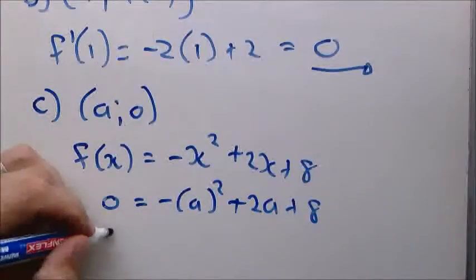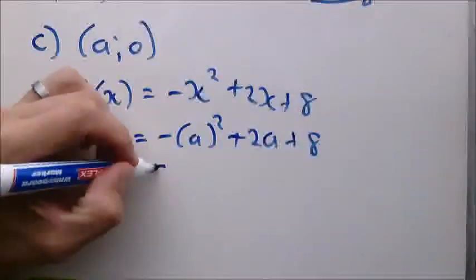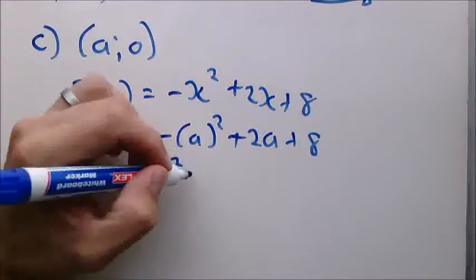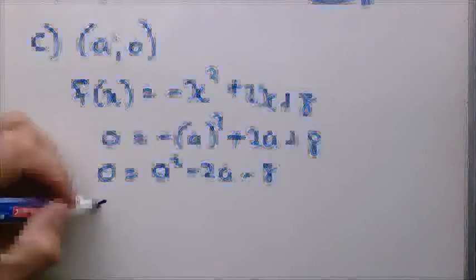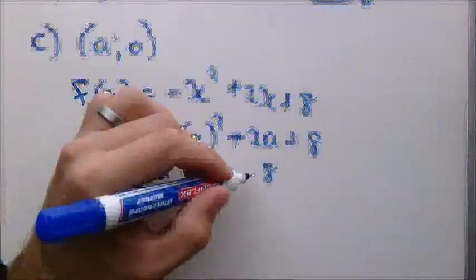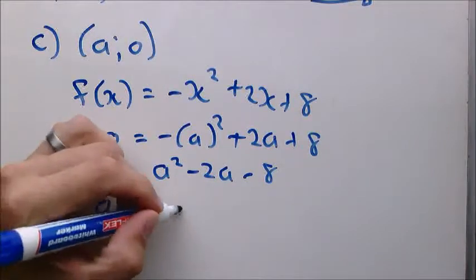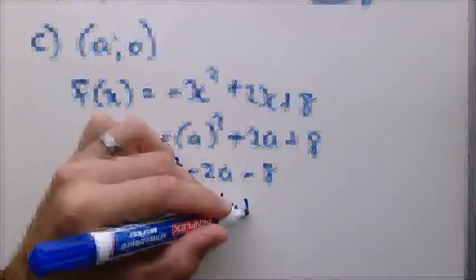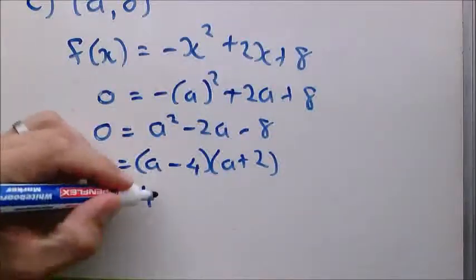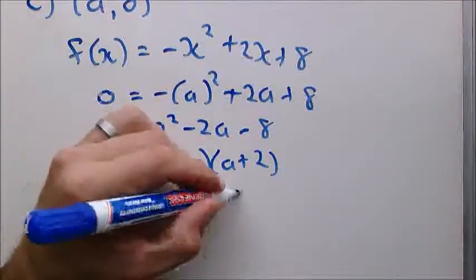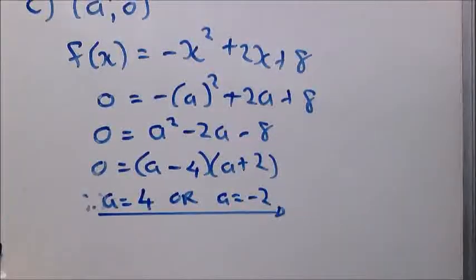Okay, I always try to work with positive, like the square, to have it as a positive. So I'm going to multiply the negative 1 all the way through, and now we simplify. So that's a negative and a negative, so it will be minus 4a plus 2. Therefore a equals 4, or a equals negative 2.